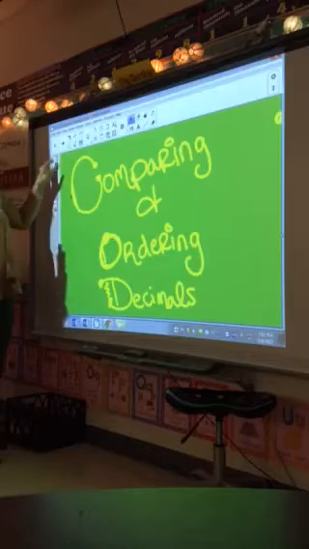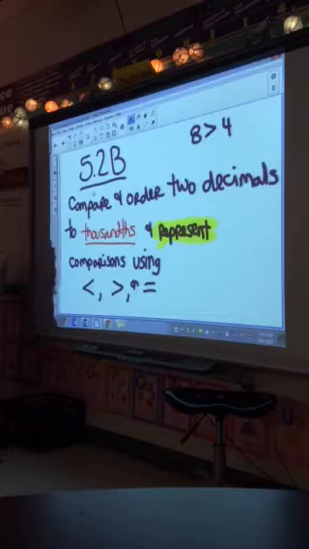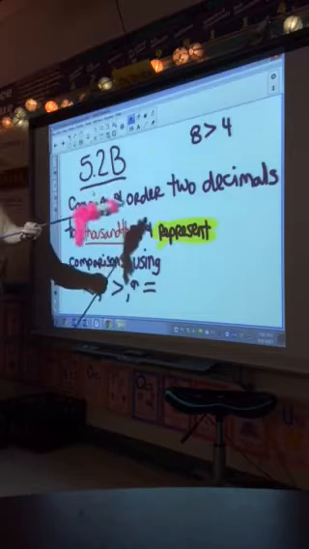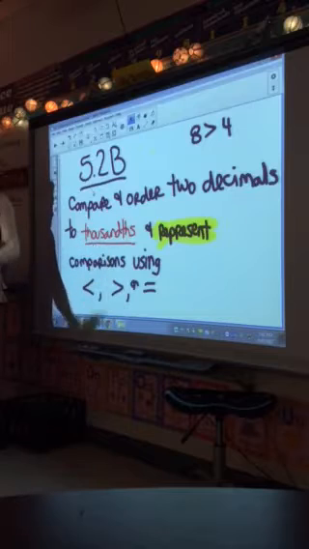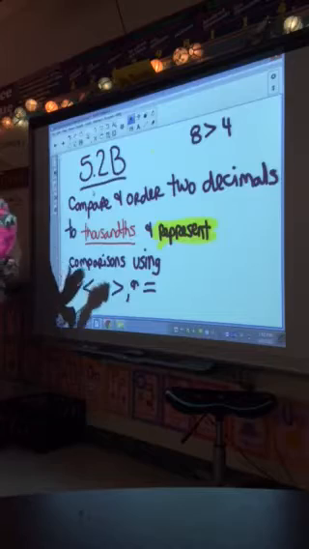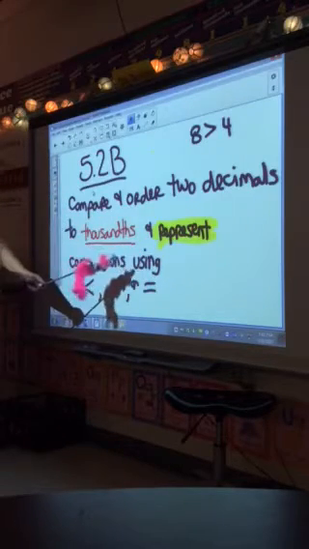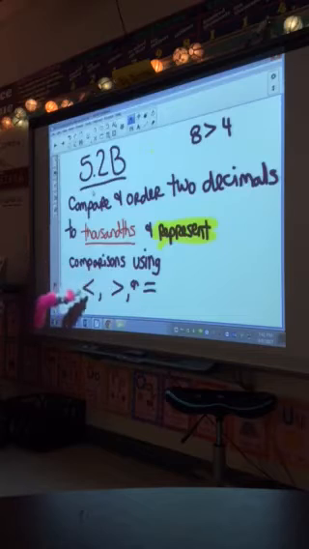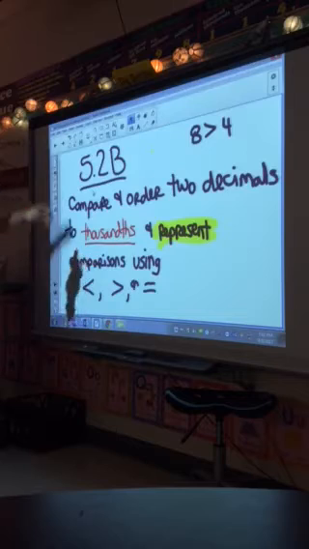Starting off with our standard. We are accountable in the 5th grade for being able to compare and order 2 decimals to the thousandths. If you remember our THC, that's down the 3rd decimal, behind the 3rd location behind our decimal. And represent comparisons using less than, greater than, or equal to symbols.